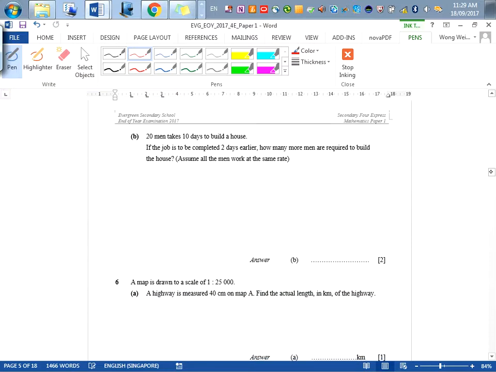Part B. 20 men take 10 days to finish building a house. If the job needs to be completed 2 days earlier, how many more men are required? Okay.